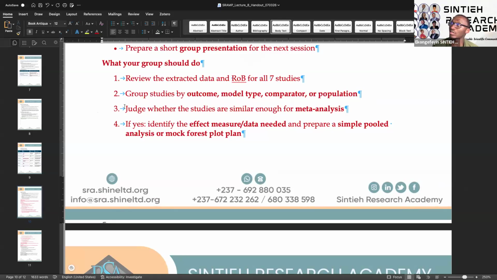The point of this lecture is that at the end of your systematic review, you're going to have 7, 10, 15 studies. You're going to look at the effect size and ask, do I need to do this meta-analysis or not? So that's the task I'm giving you here: judge whether the studies are similar enough. That's what we've been discussing throughout this session. Are the studies similar enough for a meta-analysis or not?